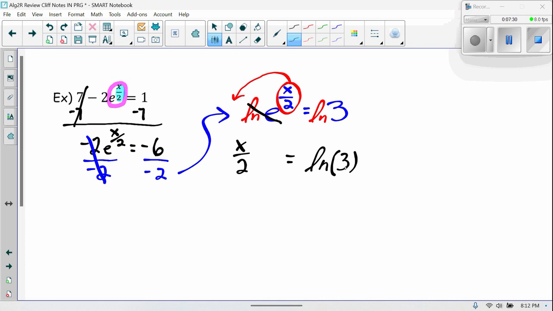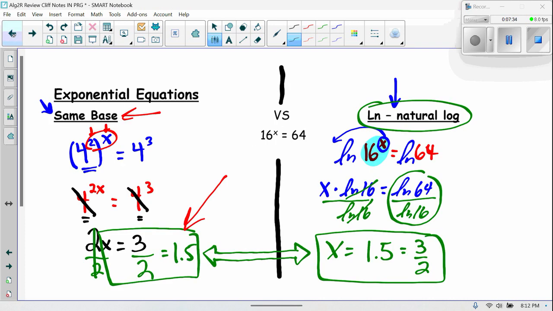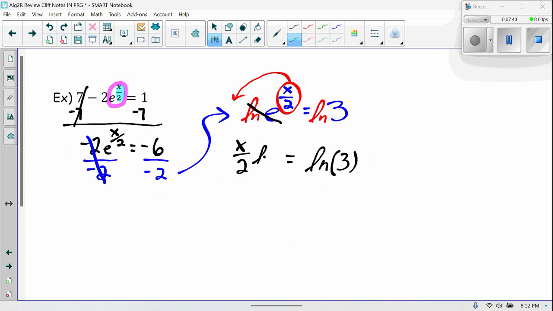How does it go bye-bye? Well, if the exponent comes down, like the previous problem, you see how the exponent, the x, came down and I multiplied it times the ln of 16? Well, I'm technically multiplying it times the ln of e. But here's a little secret, kids. The ln of e equals 1. So what happens if I multiply anything times 1? It's itself.